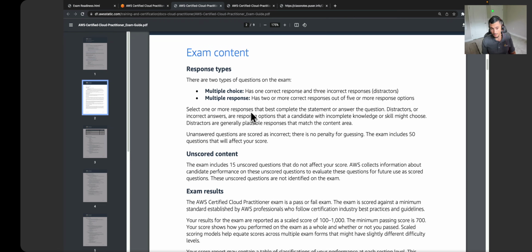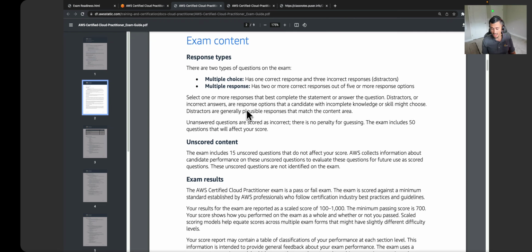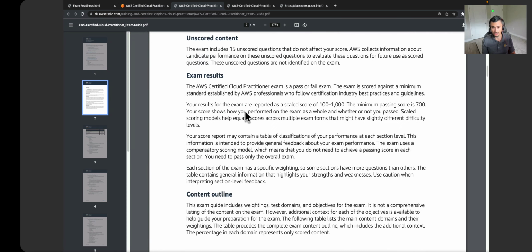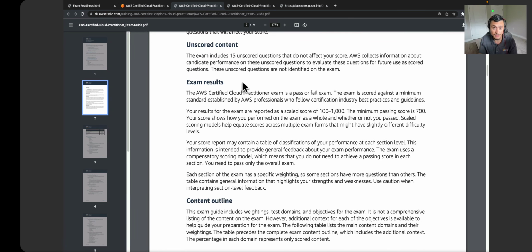Now, to pass the test, you need a scaled score of 700 out of 1,000. So 700 or higher out of 1,000, and that's a scaled score. It works like if you've ever taken an SAT test back in high school.